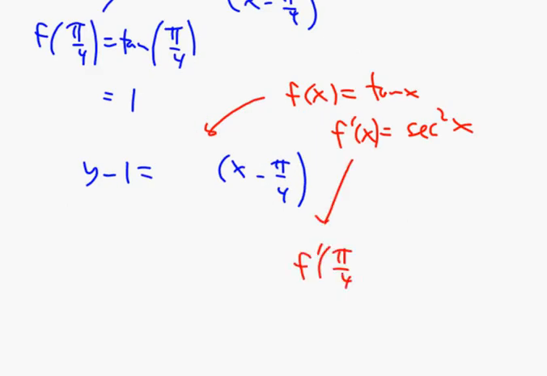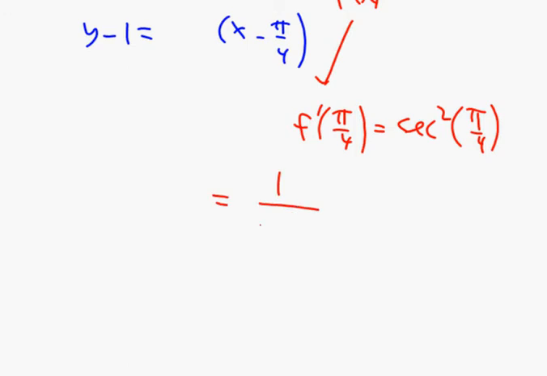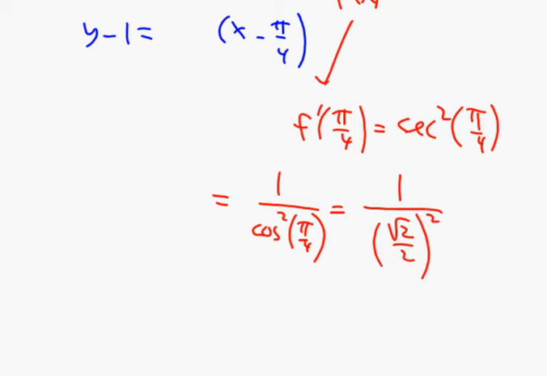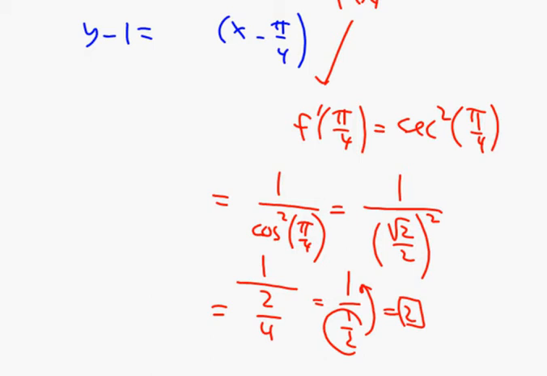So f prime of pi over 4 is secant squared of pi over 4. That really means 1 over the cosine squared of pi over 4. All right. So the cosine of pi over 4 is root 2 over 2. So this becomes 1 over the quantity square root of 2 over 2, squared. And you just keep plugging along here. The square root of 2 squared is 2. The 2 squared by itself is just 4. So you have 1 over 2 over 4, or 1 over 1/2. But 1/2 goes into 1 twice. So there's your slope. And then that's it.